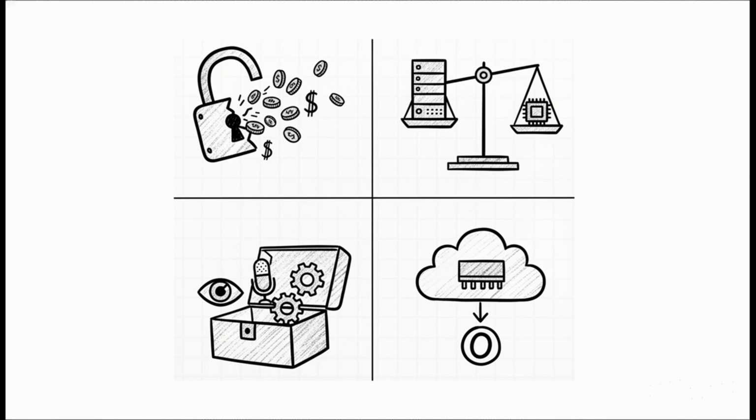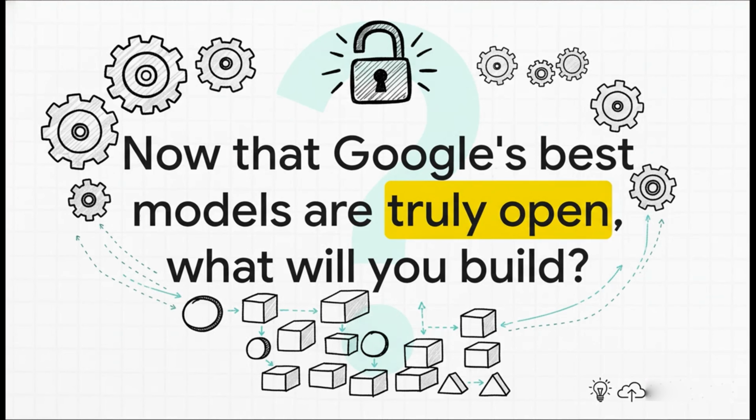So let's just recap the key takeaways here. First off, you have total commercial freedom thanks to that Apache 2.0 license. Second, you get to choose the perfectly tailored model for whatever you're building, from a giant workstation model to a tiny one for the edge. Third, the integrated toolkit makes building complex, multimodal agents way simpler than before. And finally, you can actually deploy this stuff in a way that's both powerful and affordable. Look, this release puts an incredible amount of power directly into the hands of developers, with far fewer restrictions than we've ever seen from Google before. So I guess the only question left is this. With Google's best models now truly open, what are you going to build?